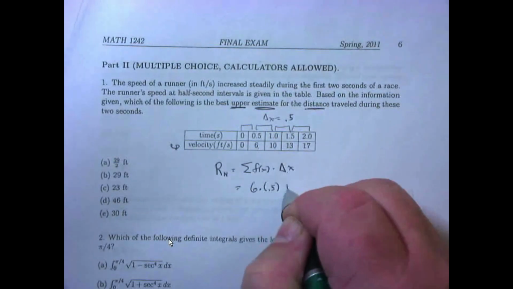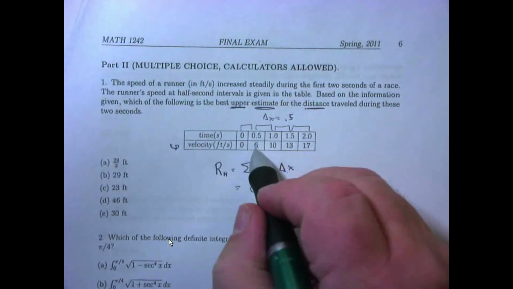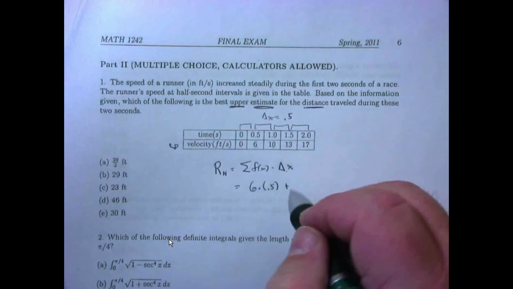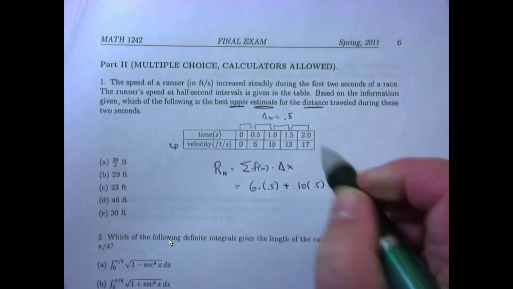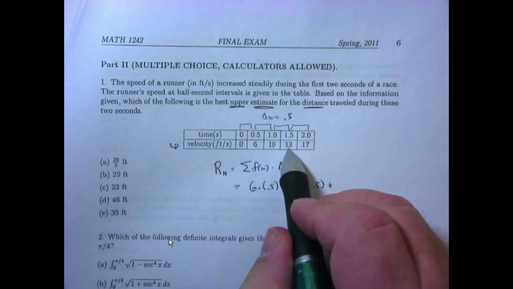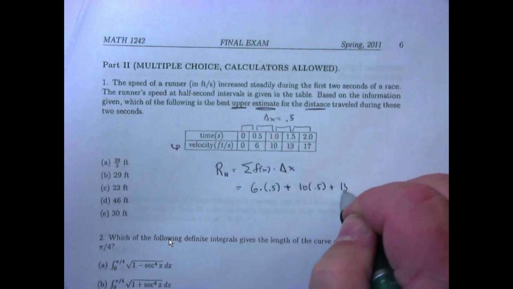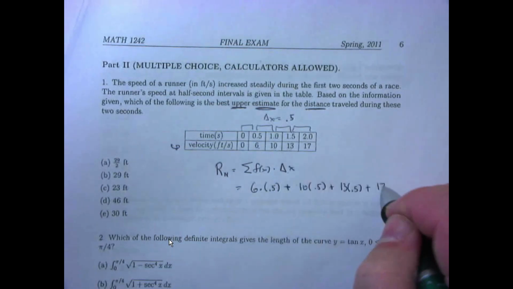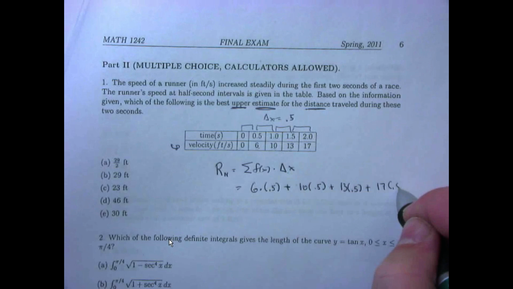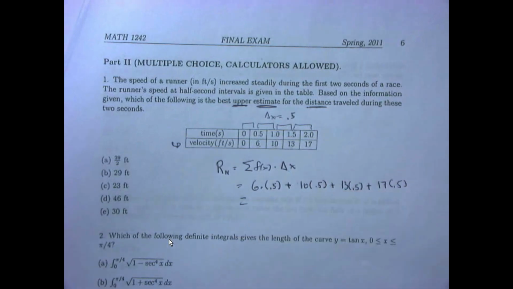So that would be 6 times 0.5 plus between 6 to 10, the point on the right is 10. It's the y value. That would be plus 10 times delta x, 0.5. Plus between 10 and 13, the point on the right is 13. So that would be 13 times 0.5. Plus between 13 and 17, the right number is 17 times 0.5.